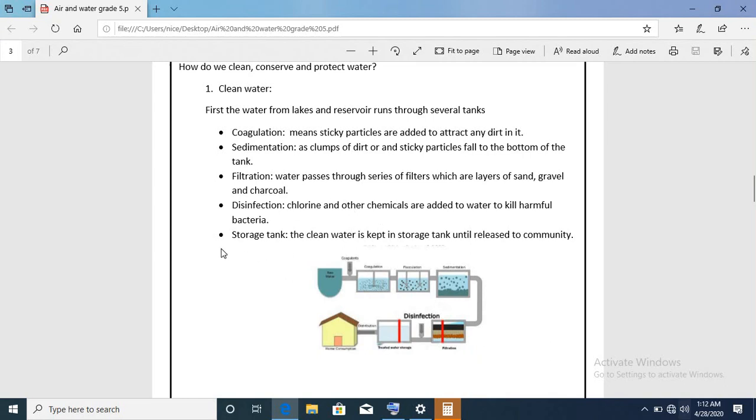What about the storage tank? What is meant by storage tank? It's a tank where the water is kept until it's released to the community. After the 4 steps, coagulation, sedimentation, filtration, and disinfection, the water goes to the storage tank to be released to the community.